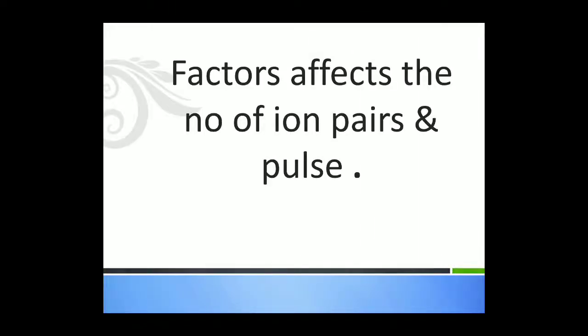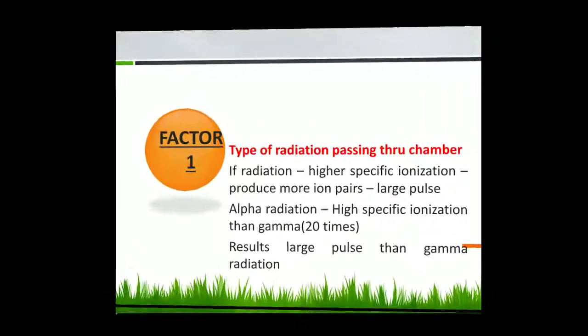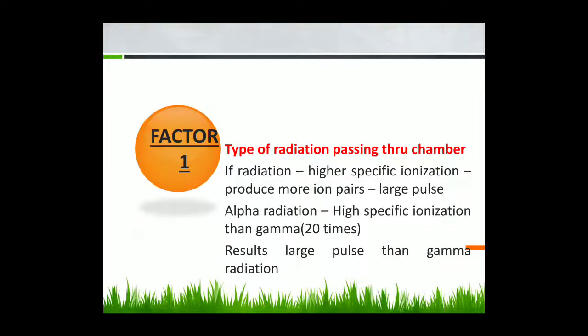There are some factors that affect the ion pairs and the pulse. So there are 6 factors. Factor 1 is the type of radiation. What type of radiation is passing through the chamber? If the radiation has a higher specific ionization, it will produce more ion pairs, and the pulse will be large. For example, alpha radiation has 20 times higher specific ionization compared to gamma radiation, so the pulse will be larger than for gamma radiation.